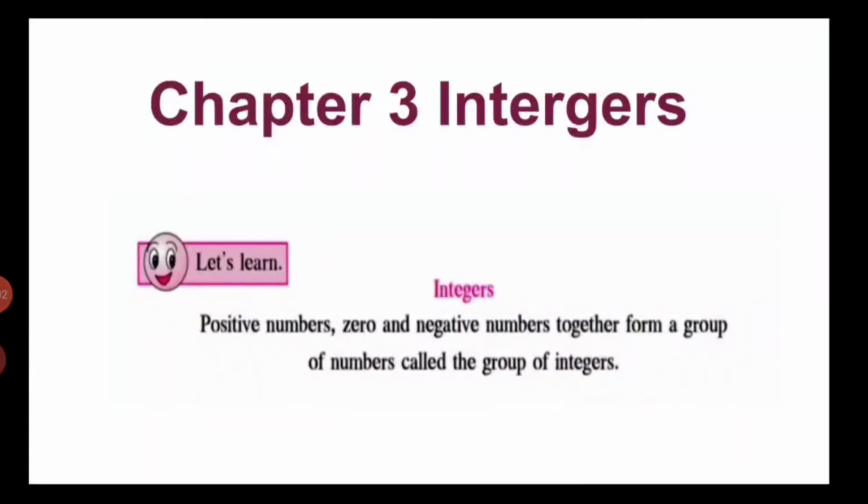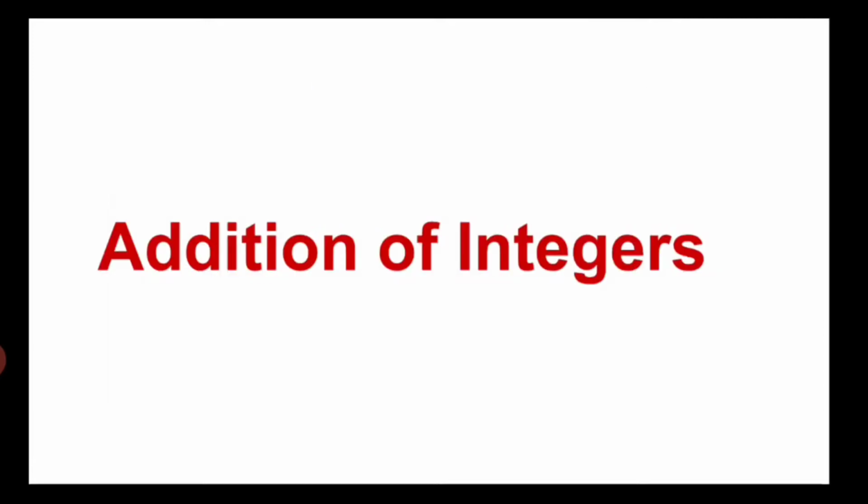Children, in our previous video of chapter number 3, integers, we have seen different types of numbers and we got to learn that integers are the group of positive numbers, 0 and negative numbers. Let us learn how to add the integers in this video. So we will learn about addition of integers. In the beginning, we will see a few activities given in the textbook.